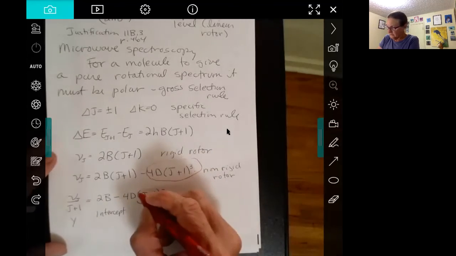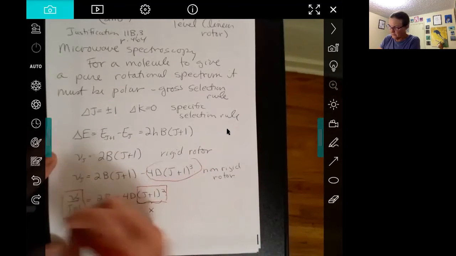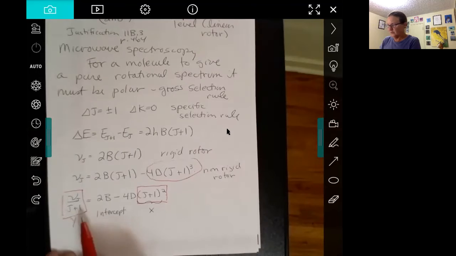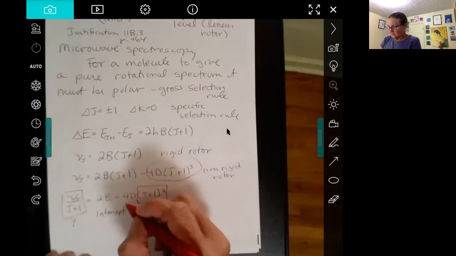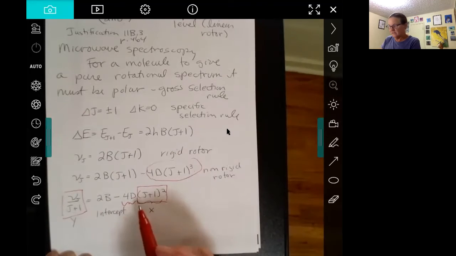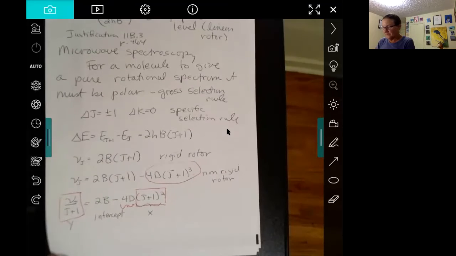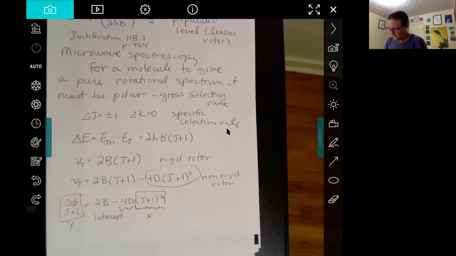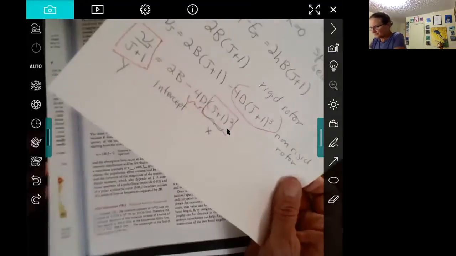And so if you do a nonlinear fit, no, you don't have to do a nonlinear fit. You just graph this whole term versus this whole term, and it'll be a linear fit. So if you graph the frequency of your transitions divided by J plus 1 against, on the x-axis, J plus 1 squared, the slope of the line will be 4 times that centrifugal distortion, and your intercept will tell you the B value. So by doing microwave spectroscopy, you're able to get both of those parameters about your molecule.